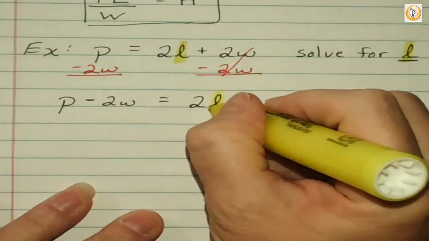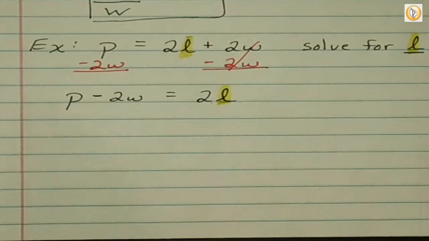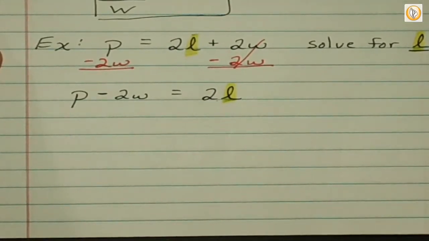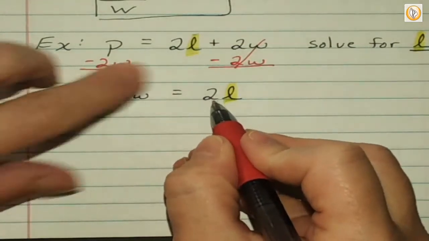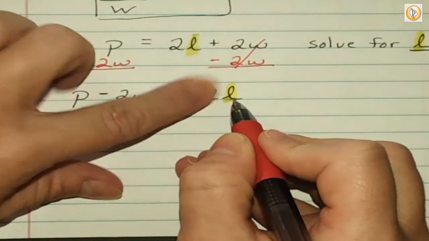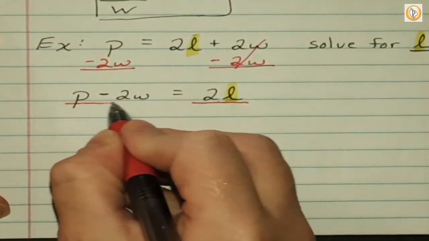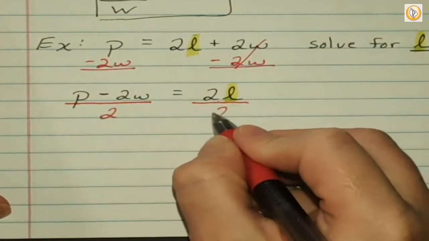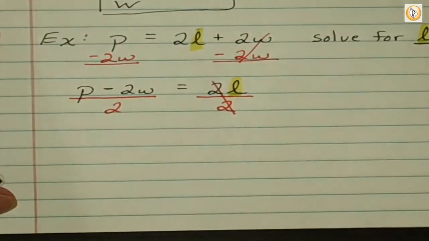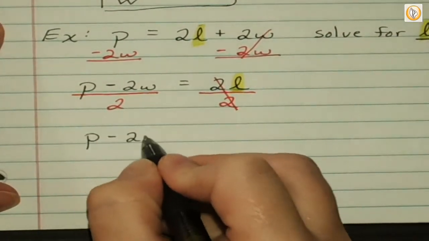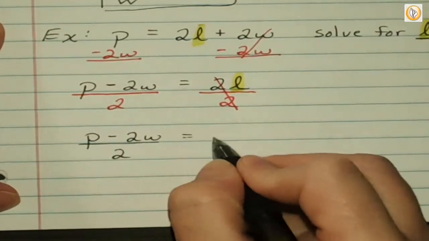So let's pause. Look at what I did. Do you have questions as to what I did? Okay, Michaela, what do I do now? Divide by 2. On both sides, right? So she wants to get rid of the 2 because we need to isolate the little l. Watch what I do. I'm dividing this whole thing by 2. Look at what I did. That cancels out. My answer is P minus 2W divided by 2 equals L.